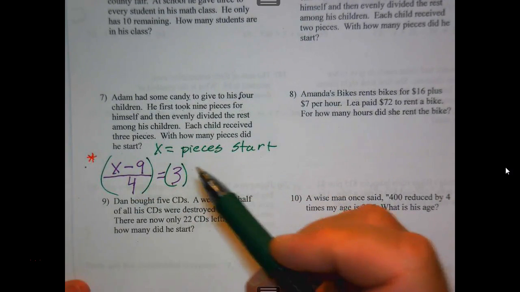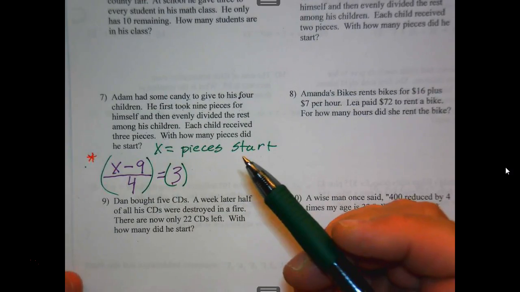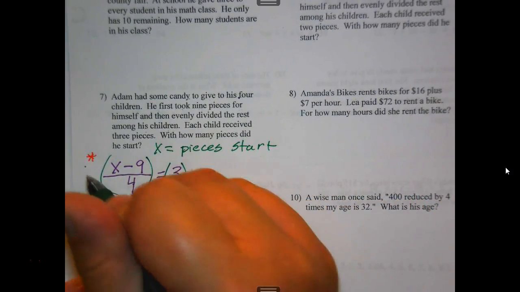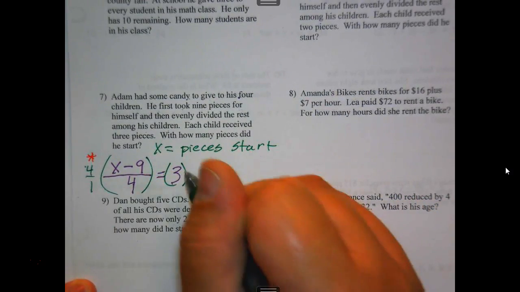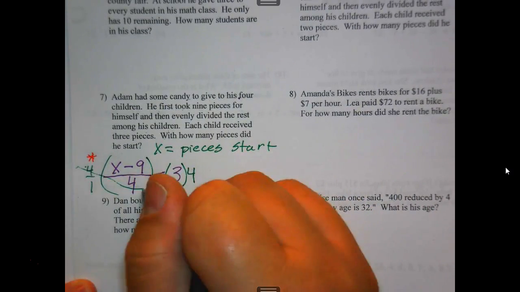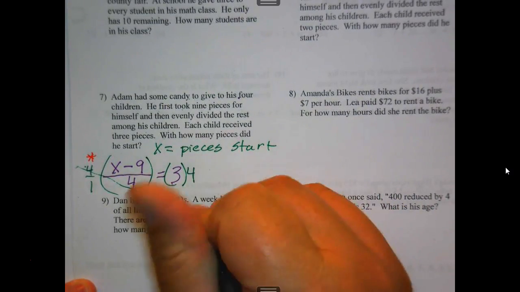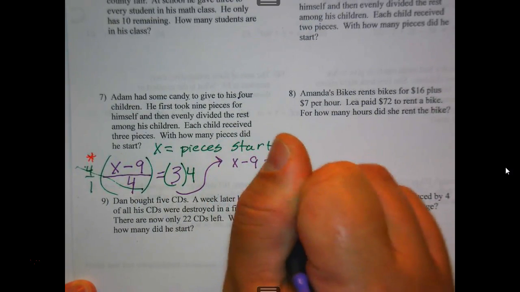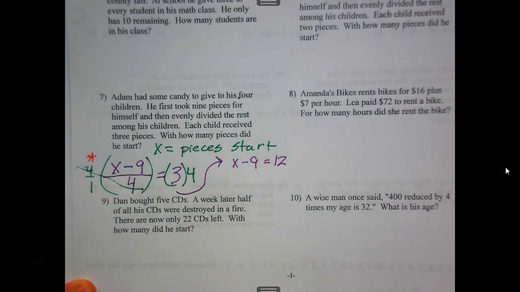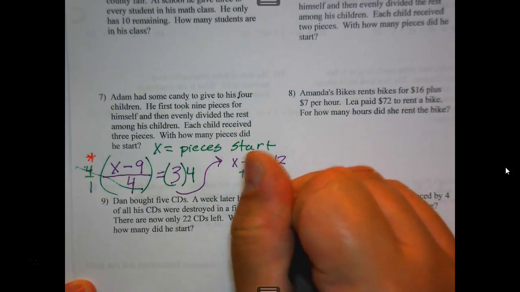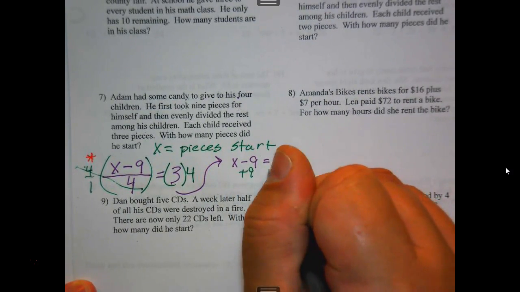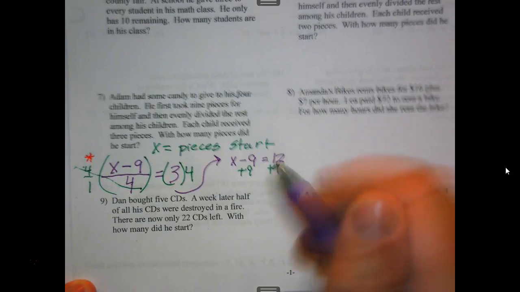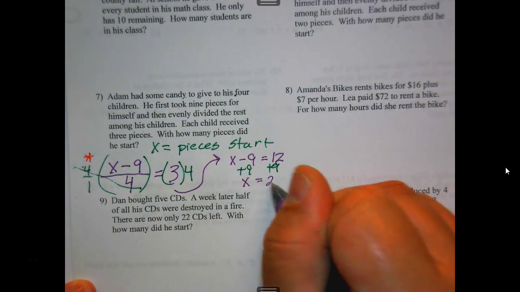Well, you should be able to get the answer right because you just did the first page. 4/1, 4. I get x minus 9 equals 12. Good. Add 9 to both sides. So you had 21 pieces to start with.